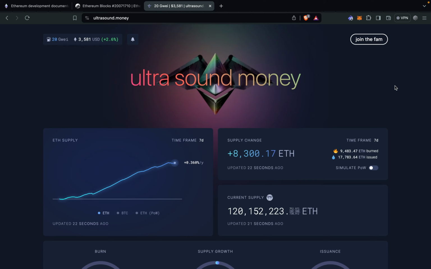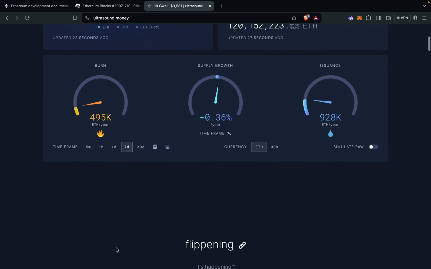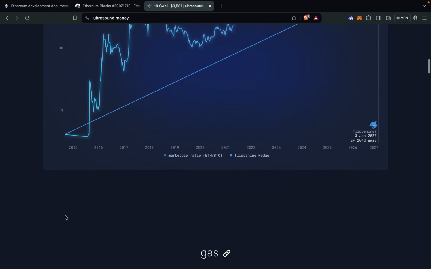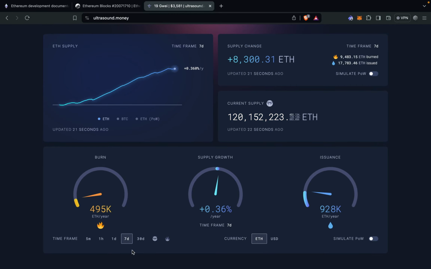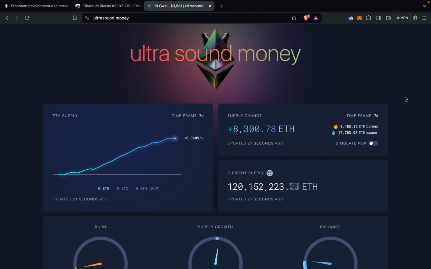Since we are talking about burning and minting of Ether, you can also check out this cool website called ultrasound.money that has all of these dashboards and metrics related to minting and burning of Ether. You can see in the past 7 days what was the burn rate, what was the supply growth, and what was the issuance of Ether. So, this is a very cool dashboard that you should definitely check out.